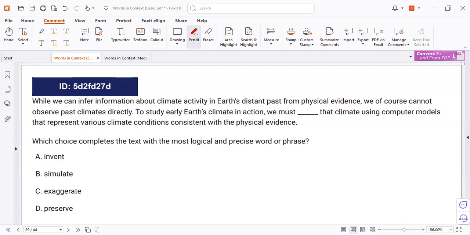Letter D. Yes. Letter D. No. Try again. He said to study the climate. We should what? We, subject, must, verb, and that is the object. We must do what? To that climate using computer models.